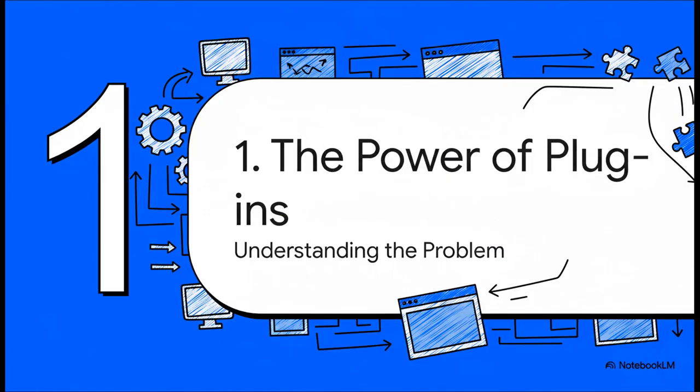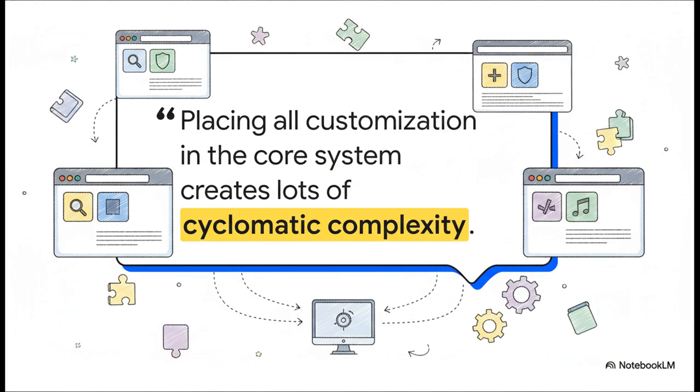All right, first up, the power of plugins. To really get why the microkernel is so brilliant, we first have to look at the problem it's designed to solve. We need to see what the world looks like without it. And that world can be, well, a total mess. This is what we call the brute force method. It's what happens when you try to cram every single possibility into one giant piece of code. You end up with this tangled disaster of if-else statements.